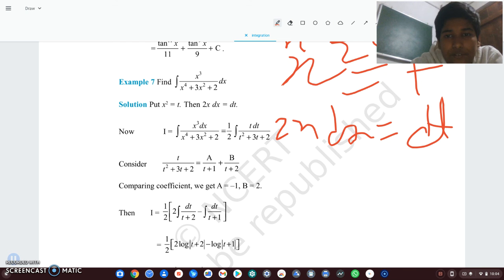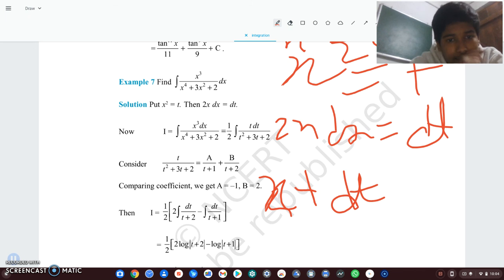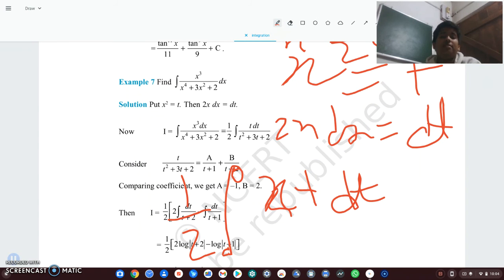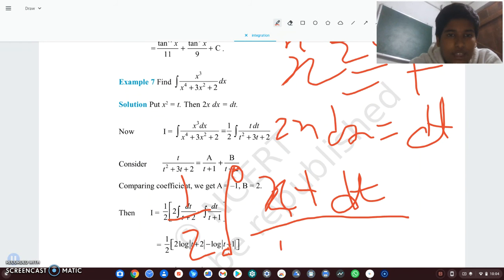We are left with x square, so we would write x square is t. So we can write t dt, and half is remaining at the constant side, so we take the half outside the integration. Like this, the integration of 1 upon, now our x^4 is t square plus 3t plus 2.